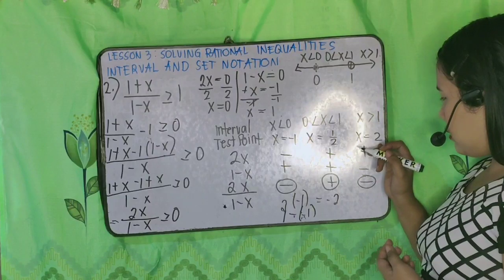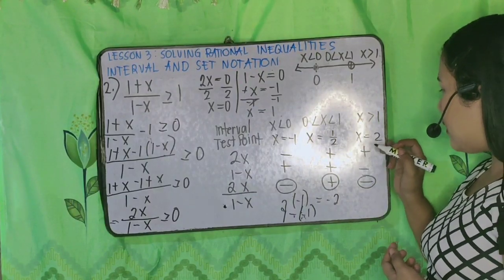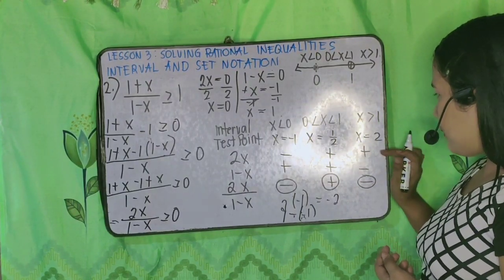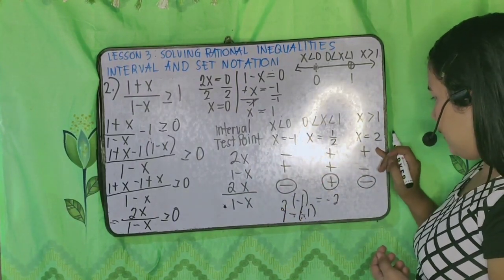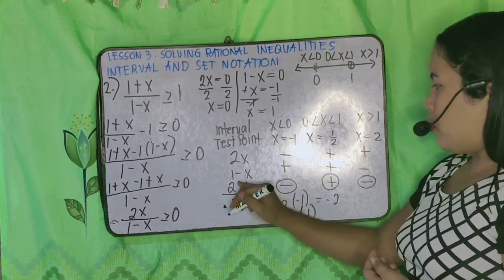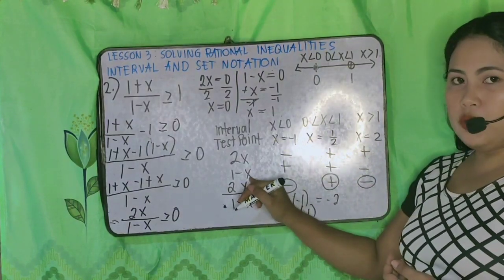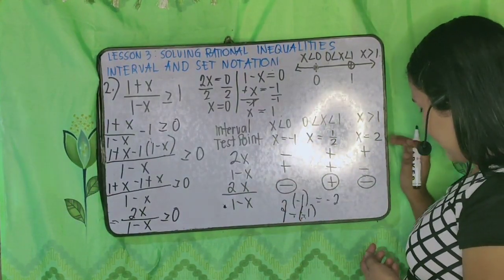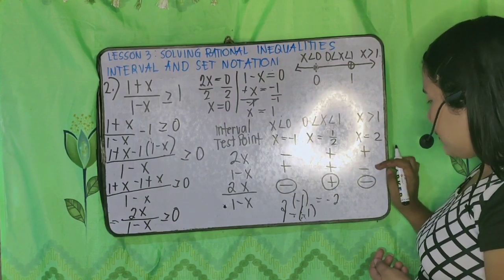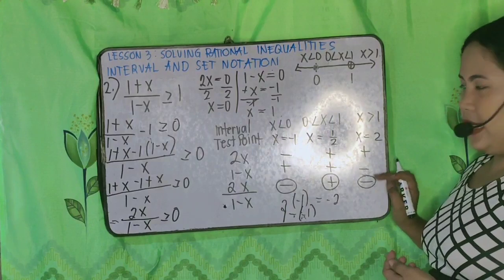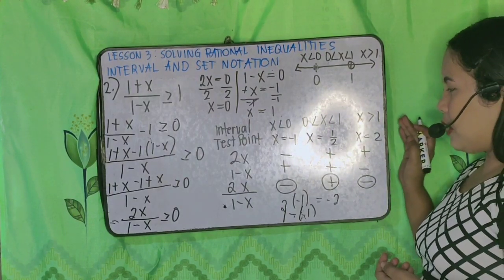And then, for the third one, evaluate at x equals 2. So, ganun pa rin. 2 times 2, positive 4. So, positive. And then, 1 minus x or 1 minus 2, negative 1. So, kaya negative. Then, solve na natin yung dalawang sign, which is positive times negative. So, our answer is negative. So, ito po yung sign table.